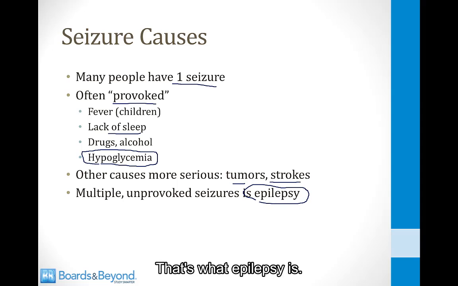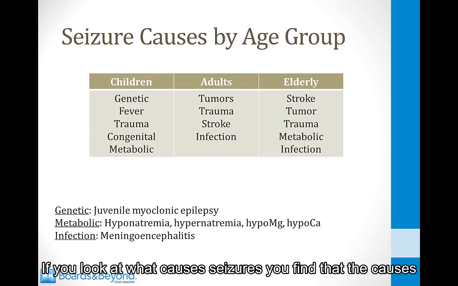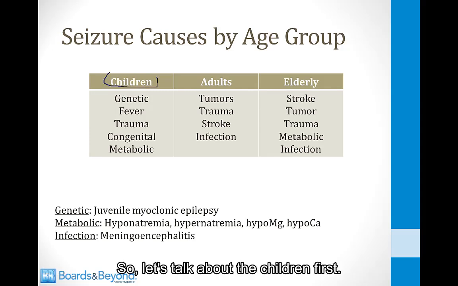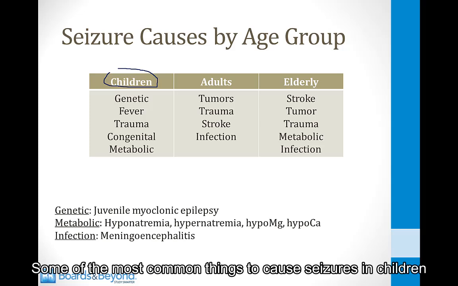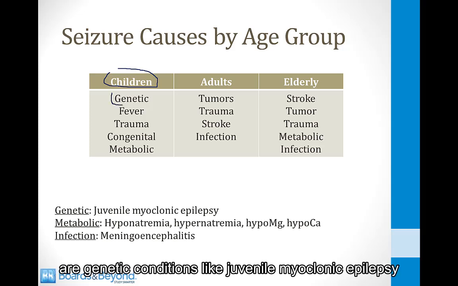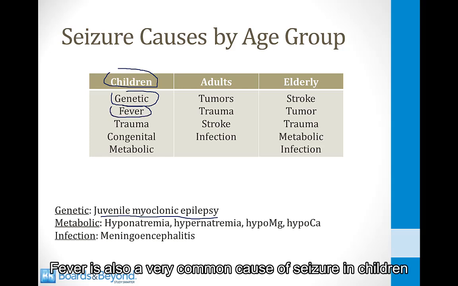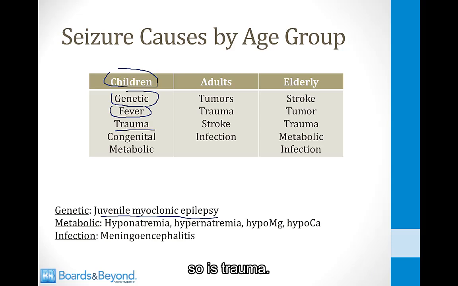That's what epilepsy is. If you look at what causes seizures, you find that the causes vary by age group, so let's talk about the children first. Some of the most common things to cause seizures in children are genetic conditions like juvenile myoclonic epilepsy, which we'll talk about in a minute, and other inherited conditions that lead to seizures. Fever is also a very common cause of seizure in children, so is trauma.